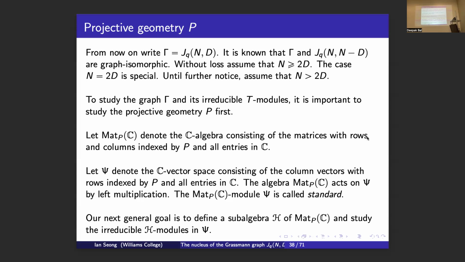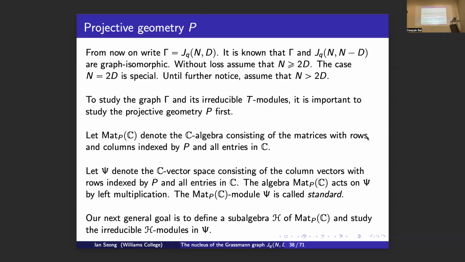Okay, so like I mentioned, to study the Grassmann graph gamma and its irreducible T-modules, it's important to study the projective geometry P first. So we're going to look at a bigger picture with the projective geometry, and then focus on the Grassmann graph, which is just a d-dimensional slice of the projective geometry. Just like how we defined Mat_X(C), we're going to define Mat_P(C), a matrix algebra where the rows and columns are indexed by the projective geometry P. So now the rows and columns have all the possible subspaces of the projective geometry.